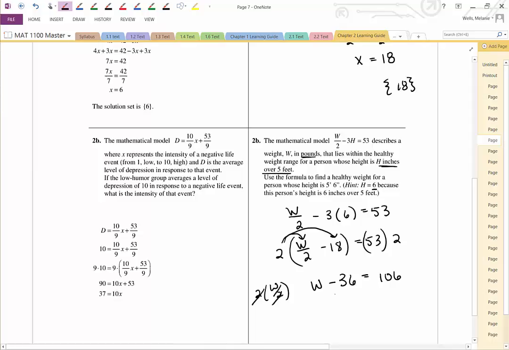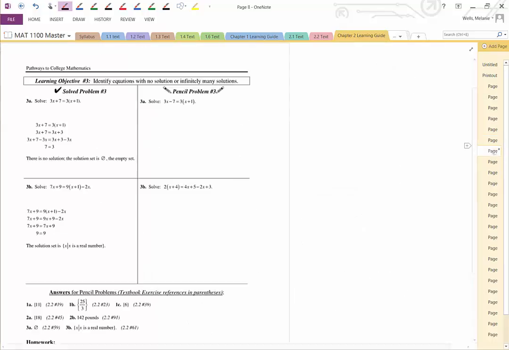To get W by itself, let's add 36 to both sides. So W would be 142. So remember that that was weight in pounds. That would describe the weight in pounds that lies within the healthy weight range for a person. Okay. Now there's one more, well, there are a couple more. Let's keep going in the learning guide.